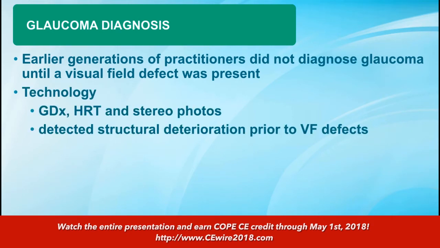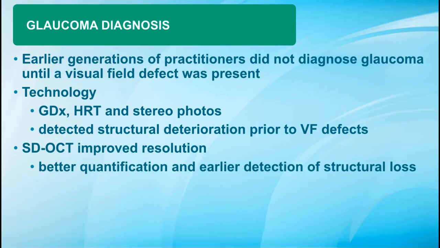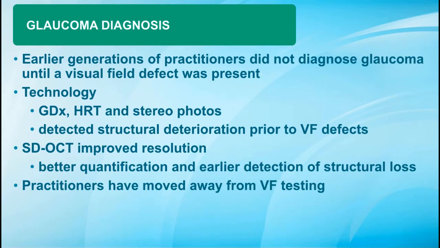With the advent of scanning laser technologies such as the GDX and HRT, as well as digital stereo disc photography, we were able to see that these structural defects were actually changing even though there wasn't a visual field defect present. With the advent of spectral domain OCT in 2007, with improved resolution, better quantification and comparison to a normative database, we were able to detect these structural losses even earlier and well before visual field losses were present.